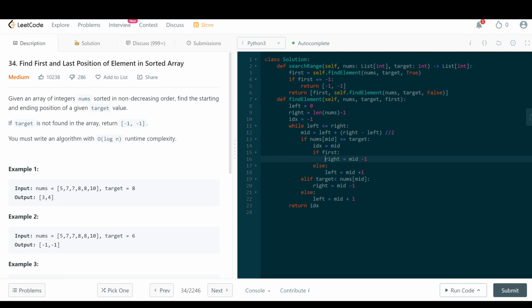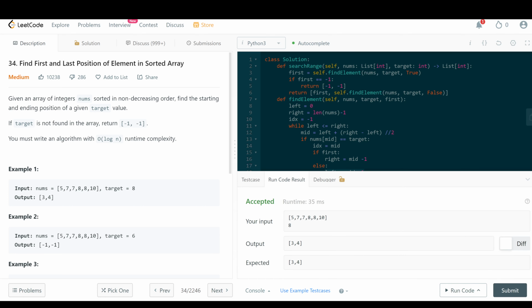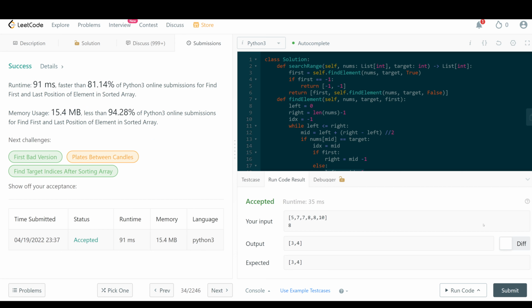This is the logic. If first is true, then we're looking at the decreasing right side, and if it's false, then we're going over here. So 3 4.